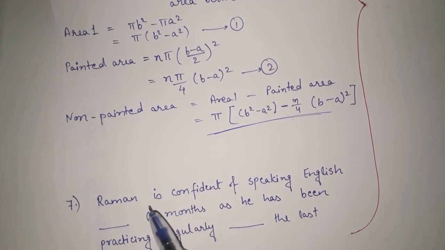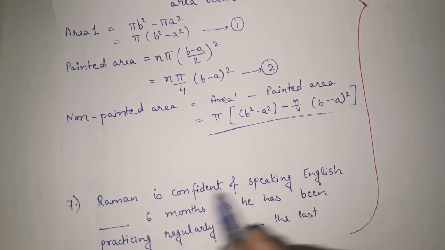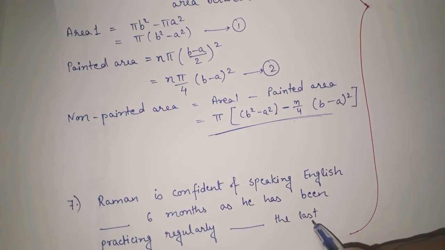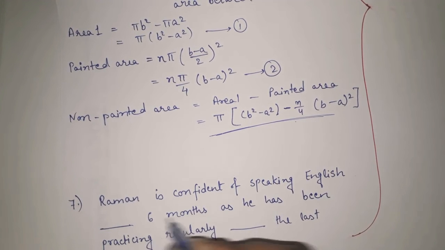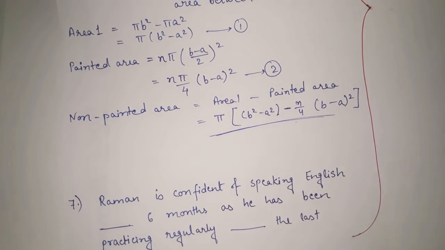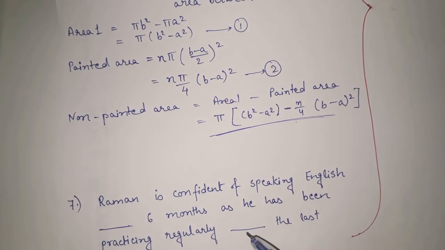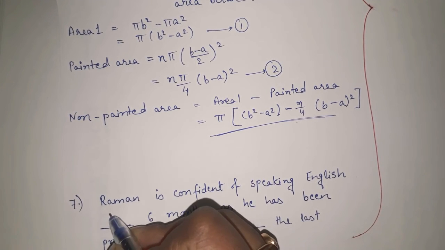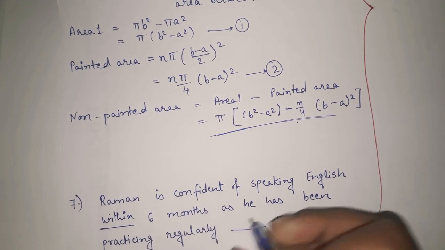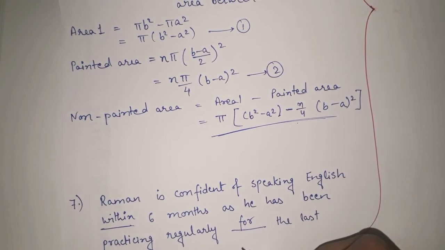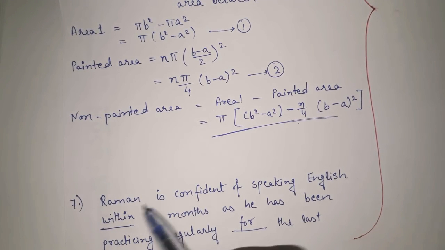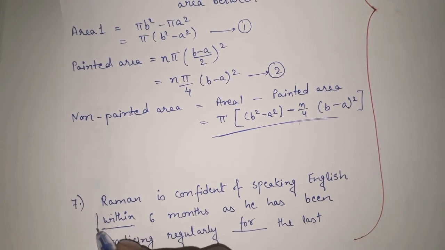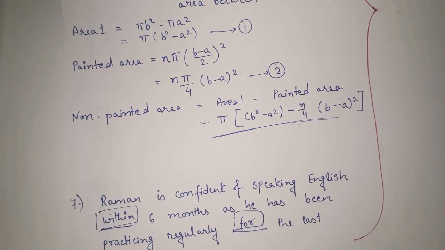Now one of the English questions was: Raman is confident of speaking English dash 6 months as he has been practicing regularly dash the last 4 weeks. Many prepositions were there in the options, like for, since, within, in different combinations. Out of that, the correct answer is within and for. That is, Raman is confident of speaking English within 6 months as he has been practicing regularly for the last 4 weeks. So within and for are the correct prepositions for this answer.